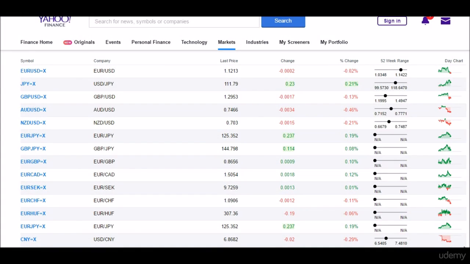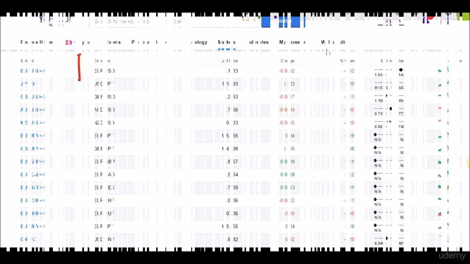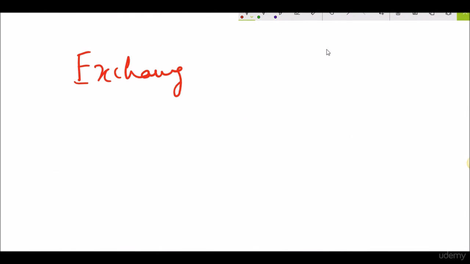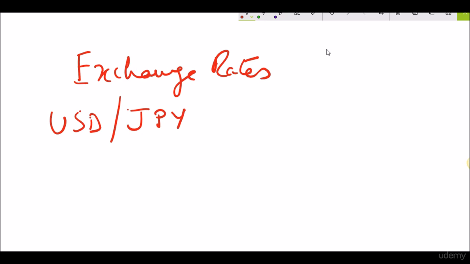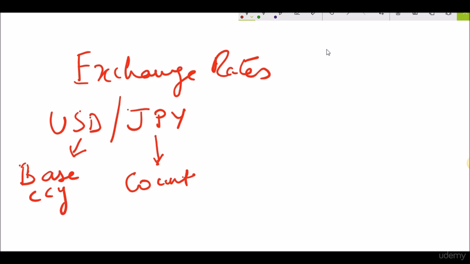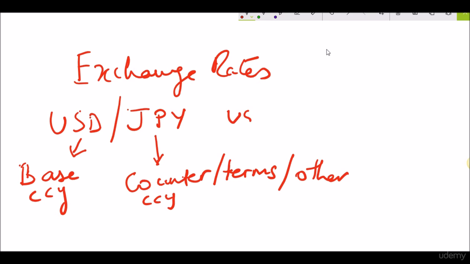Let's start with the very basics of foreign exchange. First, let's understand what an exchange rate is. An exchange rate is nothing but the price of one nation's currency expressed in terms of another nation's currency. For example, the US dollar against yen, USD JPY, or simply called the yen. The US dollar is the base currency and the yen JPY is the counter, or sometimes called terms currency.